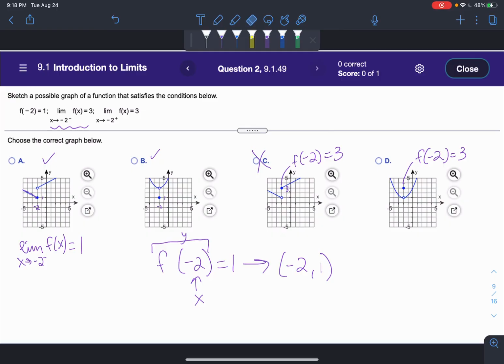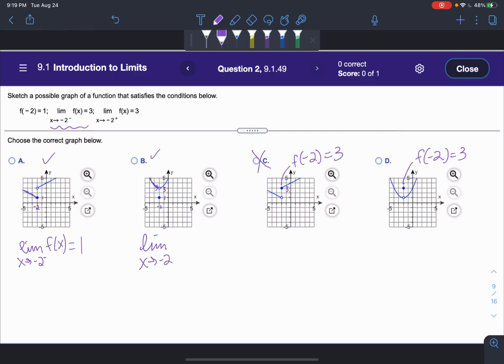So now let's look at B. So I'm going from the left towards -2. So I'm going to trace it, follow it down, and I see that it's headed towards 3. Even though it's not filled in here, that's okay. You're just wondering what's happening when you get really, really close. Okay, so the limit as x goes to -2 from the left of f of x is indeed 3. So that's good. Let's just check the third condition to make sure we have the right one.